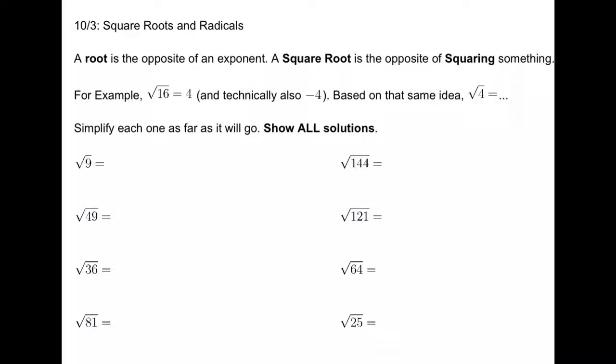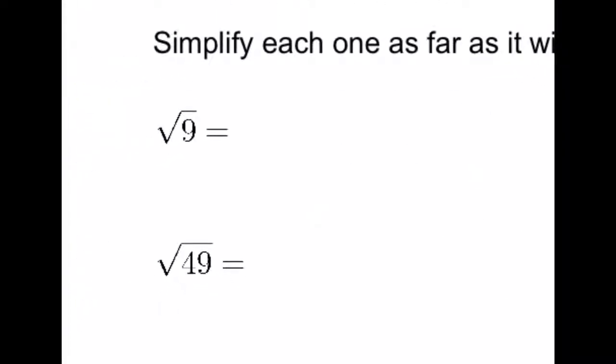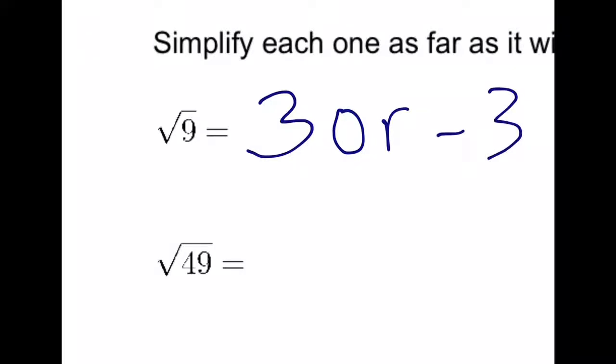Based on that same idea, the square root of 4 is equal to what? Well, if you said 2, you'd be right. Simplify each one as far as it will go. Show all solutions. So the square root of 9, you may think the only answer is 3, because 3 times 3 is equal to 9, but there's another number, and that is negative 3. Because if I take negative 3 multiplied by itself, I also get 9.